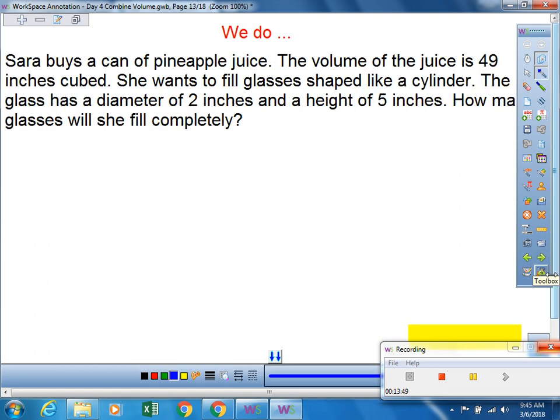Okay, so let's look at this one. Sarah buys a can of pineapple juice. The volume of the juice is 49 inches cubed. She wants to fill glasses shaped like a cylinder. The glass has a diameter of 2 inches and a height of 5 inches. How many glasses will she fill completely? So let's look. So pineapple juice.